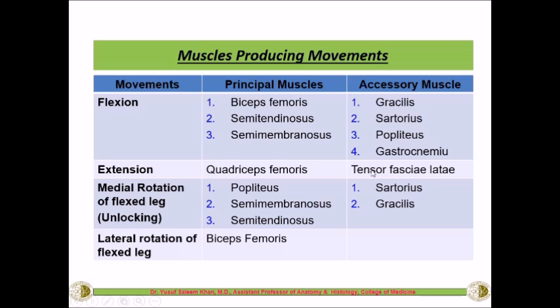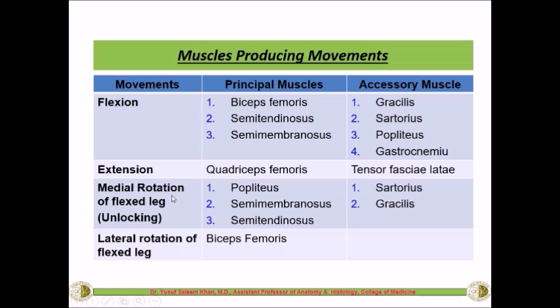Along with that, there is also the tensor fascia lata, which is a muscle of the anterior compartment as well as the gluteal region. So this tensor fascia lata is an accessory muscle which helps in the extension.